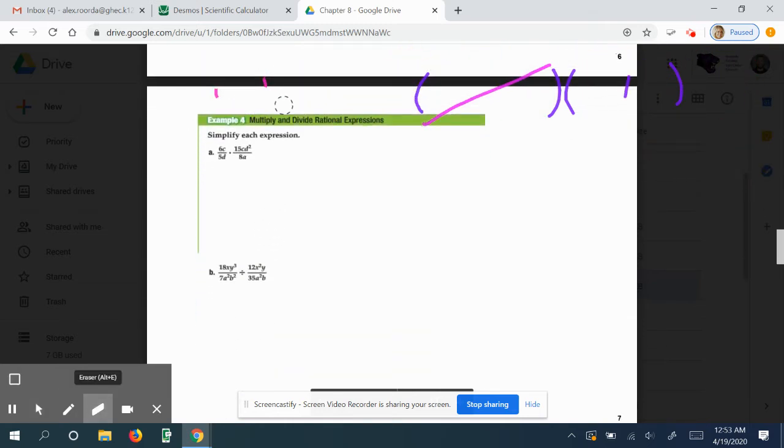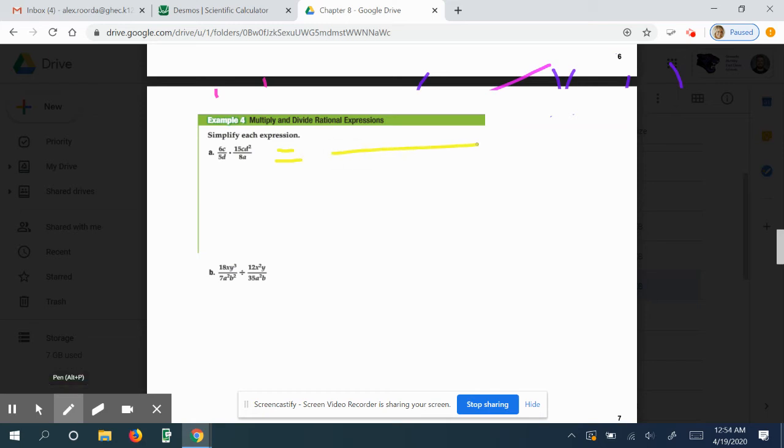Okay, so let's look at example 4 here. It says 4c over 5d times 15c d squared times 8a. So what we're going to do is make a big line, and take 6 times 15 on top, times, I have 2 c's, so c squared, and then I have d squared, right? And then on the bottom, I have 5 times 8, and then a and d.